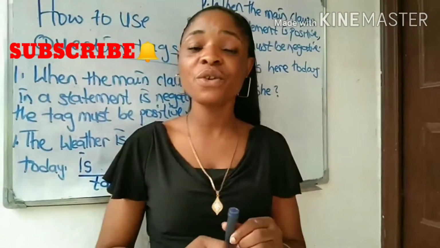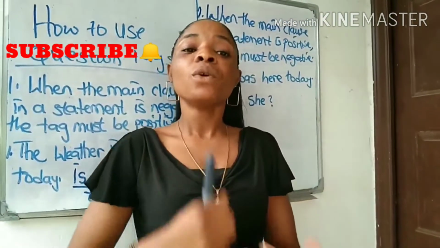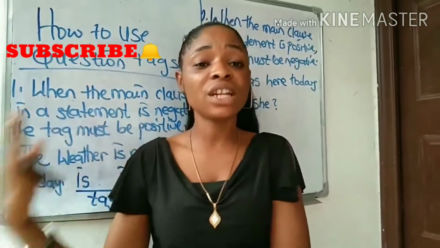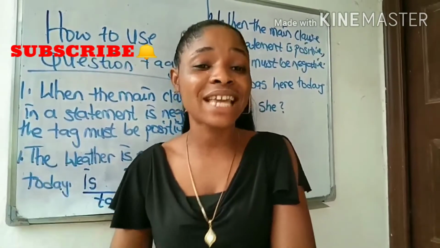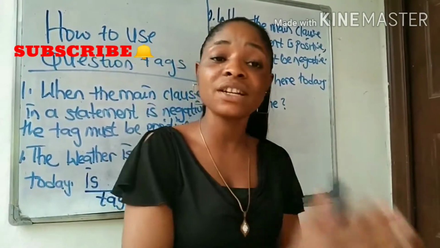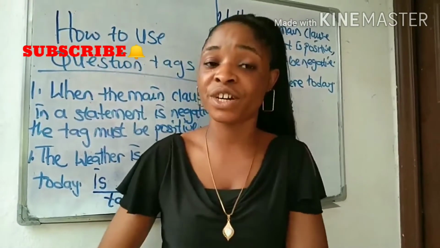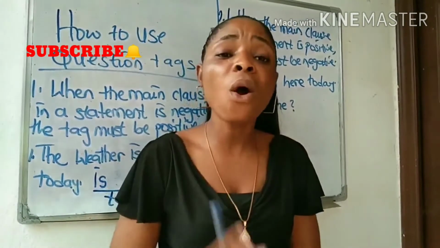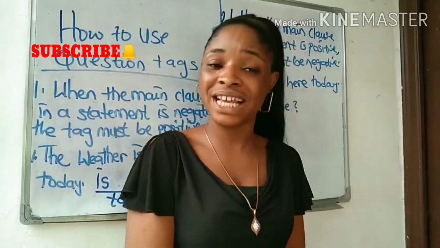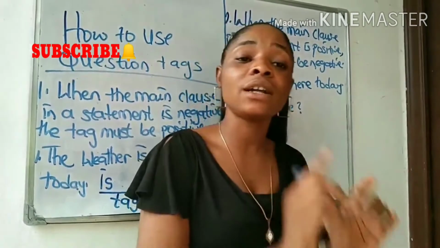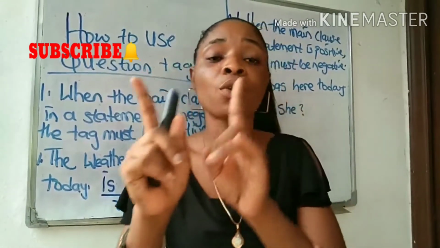Now the last rule that is guiding the formation of question tags says that when there is an auxiliary verb in the statement, the tag is formed using that same verb. But when there is no auxiliary verb in the present, past, and simple of that particular statement, you use either the word do, does, or did. I pronounce them do, does, or did.